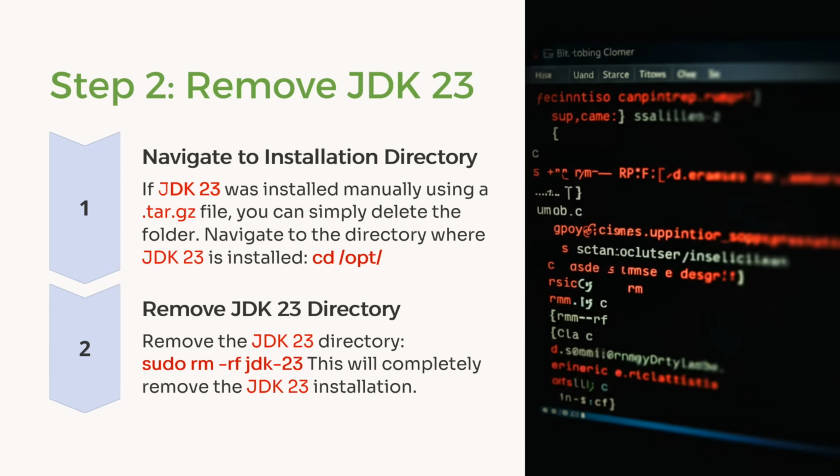Step 2 is remove JDK 23. Navigate to the installation directory. If JDK 23 was installed manually using a tar.gz file, you can simply delete the folder. Navigate to the directory where JDK 23 is installed using cd /opt. You can remove the JDK 23 folder using the sudo rm command. This will completely remove the JDK 23 installation.